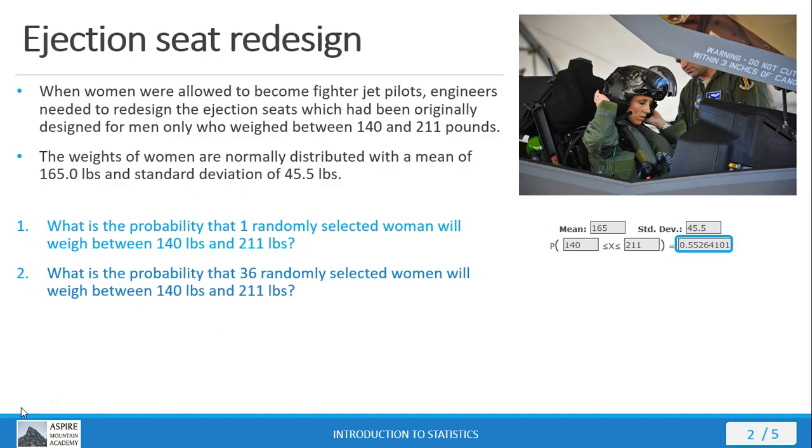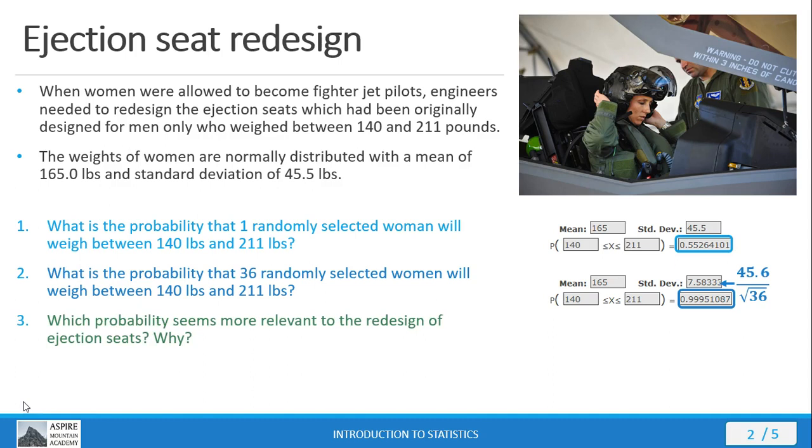So in StatCrunch, here's what you should be getting in your normal calculator. Notice we have to make an adjustment here for our standard deviation value since our sample size is greater than 1. So I have to take the value that I used before and divide it by the square root of 36. That gives me my adjusted standard deviation value. And you can see that the probability comes out 0.9995. That's pretty close to 1 there. So it's almost a certainty that 36 randomly selected women are going to weigh between 140 and 211 pounds.